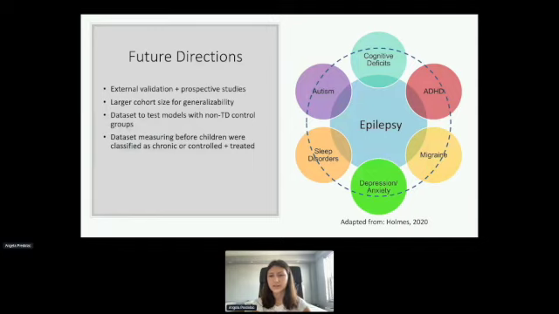As you can see in this figure, epilepsy also has a lot of comorbidities, including ADHD, depression, anxiety, and more. So a dataset testing the model with non-typically developing control groups would help isolate epilepsy as the sole cause of the abnormalities. Finally, a dataset measuring the eye movements before children were classified as chronic or controlled and treated would help predict treatment response to anti-epileptic drugs in advance.